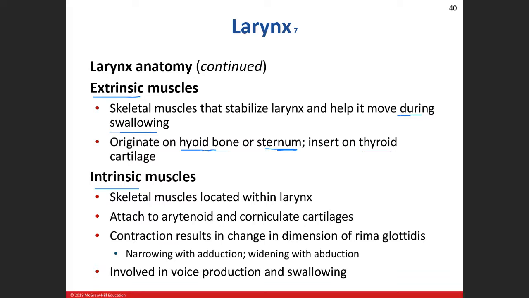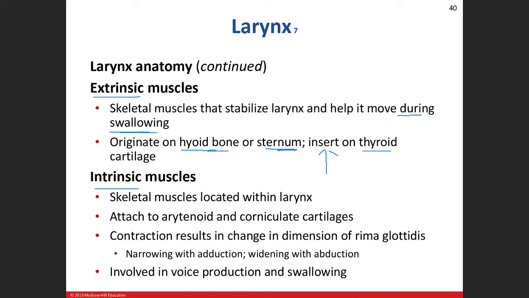Does anyone remember the difference between insertion and origin? Origin is the less movable part of a muscle, the less movable attachment site. The insertion is where you're going to see more movement. So if we're talking about the biceps brachii, where it attaches to my radius, that's the insertion. That's the more movable part. When it's attaching up towards my shoulder, where it has two heads, that's the origin. That's the less movable part. So that's what we're talking about here with the extrinsic muscles.